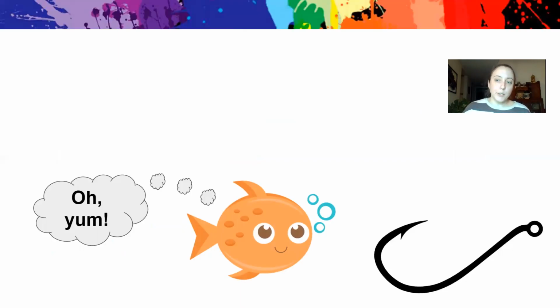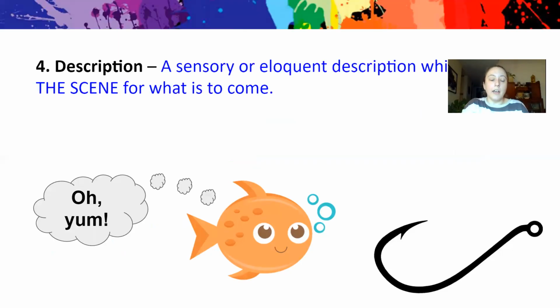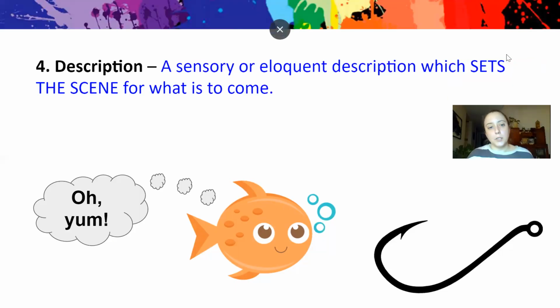So maybe you don't have a true story because sometimes we just can't find true stories. Another option that works really, really well is to write a description. And a description is a sensory or elegant description which sets the scene for what is to come. So in a way, this is also a story, but it doesn't have to be true. It can be made up. And it is especially effective if the topic that you're going to discuss relates to a setting that you could describe.